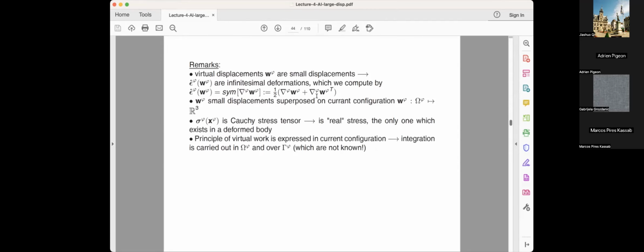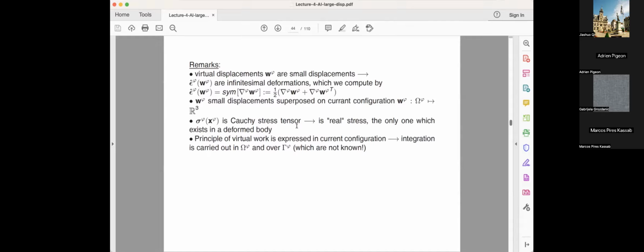Here, some remarks that I already said: maybe virtual displacements are small. That is why the infinitesimal deformation accompanying those displacements is simply computed as the symmetric part of the virtual displacement gradient with respect to the coordinates in the deformed configuration. So basically, the Cauchy stresses are real stresses that accompany those things, and all this is written in the current configuration.